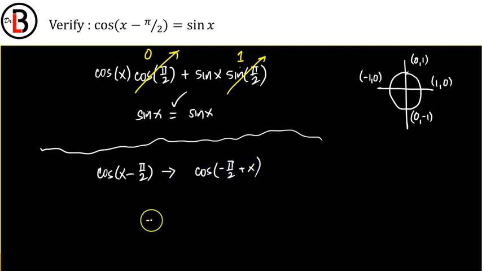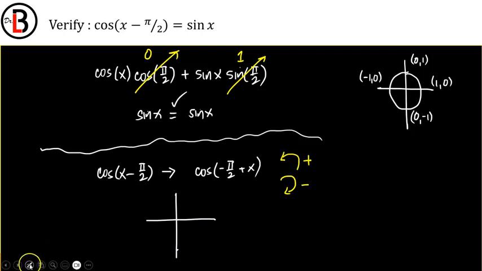So if I were to draw that, negative 90 degrees is the fourth quadrant angle, and then counterclockwise movements are positive, while clockwise movements are negative. So I can say here that negative 90 degrees is this one, or the 270 degrees, plus x. So that means this one is your angle x.